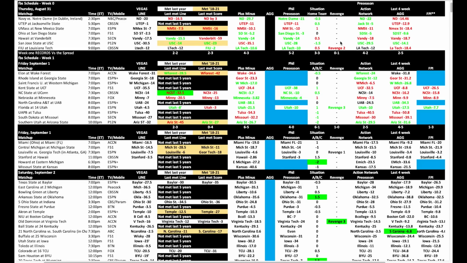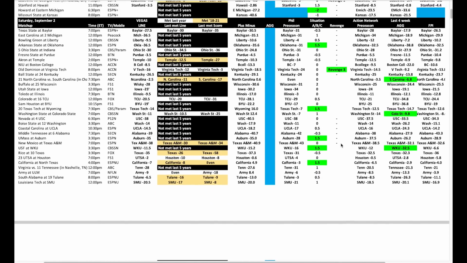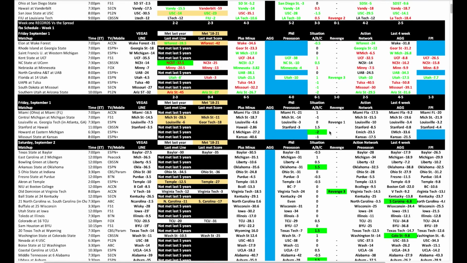And then if there's revenge, we put it in here as well. Let's see how revenge does. The first week, revenge didn't do well. Louisiana Tech was playing with legitimate revenge against FIU, didn't cover. Last night, Utah was playing with legitimate revenge against Florida and did cover. You'll see the revenge column updated all season long. And then this one for this week, we're going to take a quick look at.